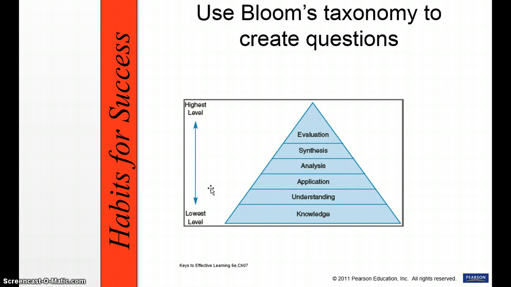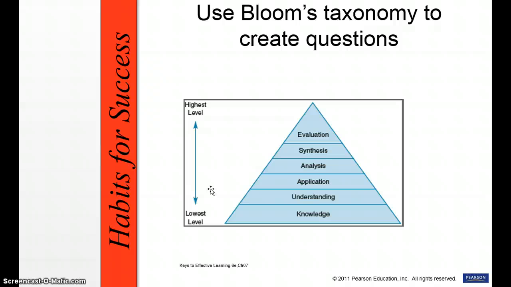Bloom's taxonomy is the most widely used method of creating questions. This goes from the highest level to the lowest level. On the lowest level, you're just seeking knowledge. Above that level, you're going to have knowledge and understanding. So not only are you gaining information, you're understanding what you're reading. If we go up further, we're going to have a knowledge of what we read, understand what we read, and be able to apply what we read.